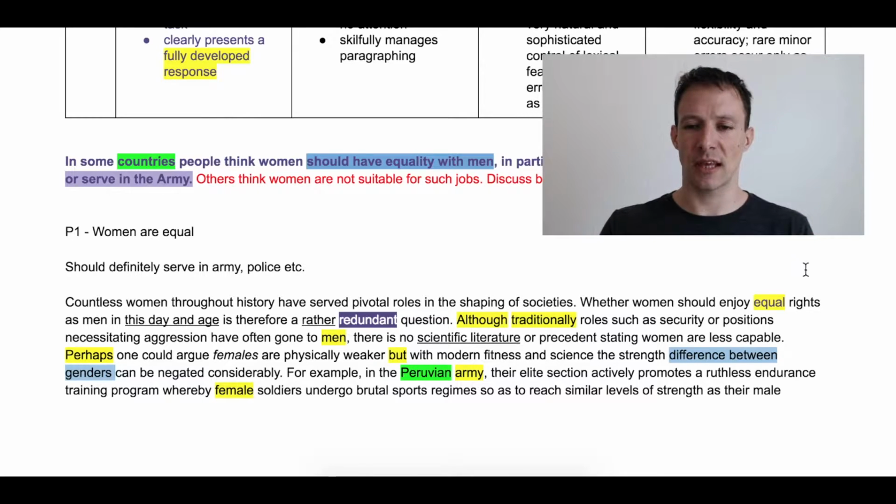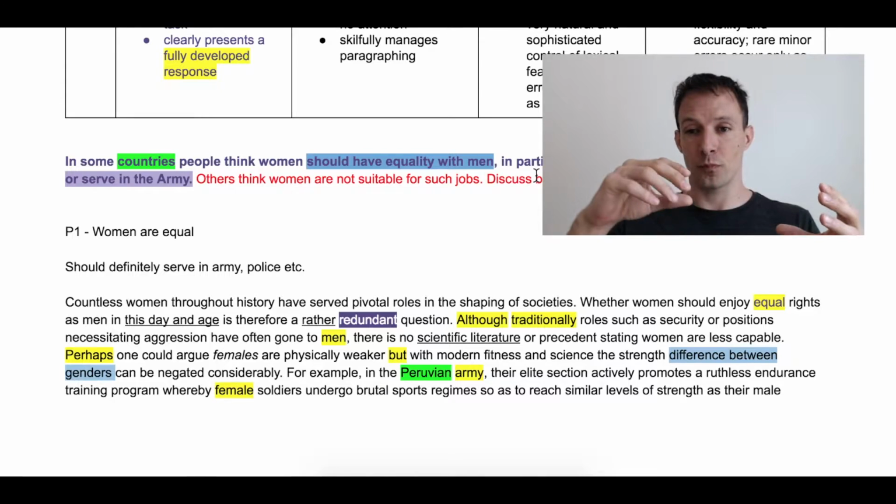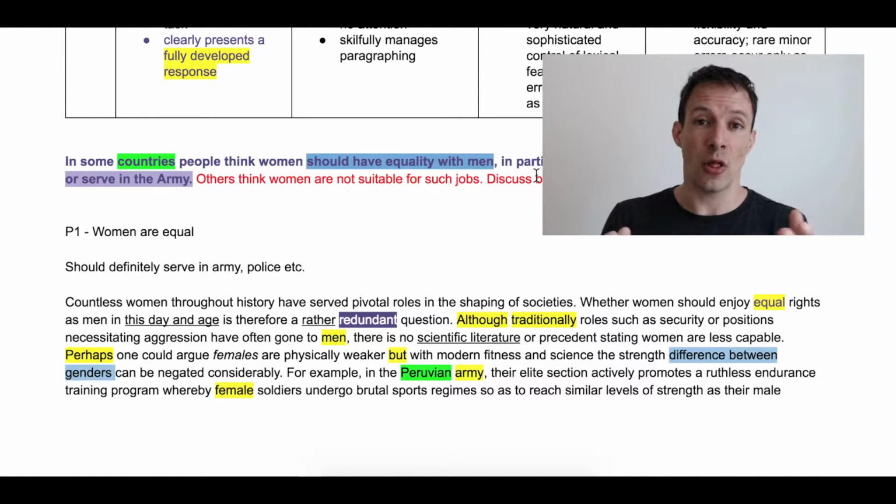And you can see as well, in the earlier sentence, I put whether women should enjoy equal rights. And in the question, it says in particular, equal rights. So ideally, I would use synonyms, but it's not always possible. Sometimes they're just not there. For example, with women, there's only so many ways you can say women, and likewise with equal rights. You could say equality.